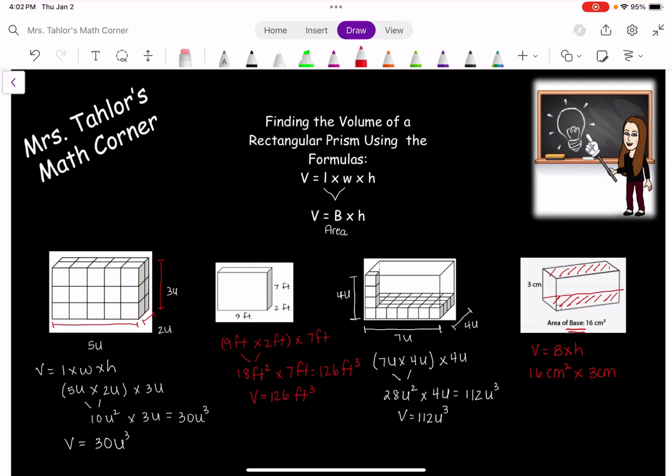When I multiply 16 centimeters squared by 3 centimeters, I get 48 centimeters cubed. So the volume of this figure is 48 centimeters cubed. The centimeters are cubed once again to demonstrate that volume is 3-dimensional. It's length times width times height.